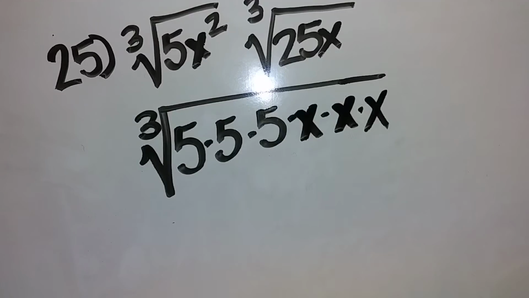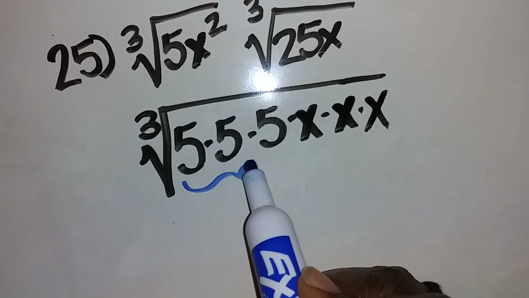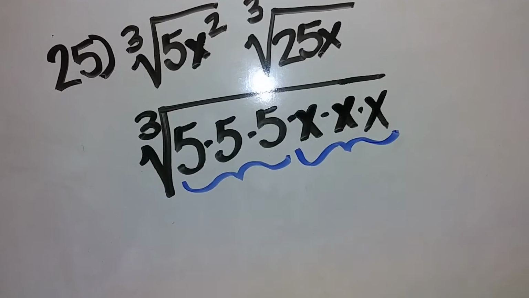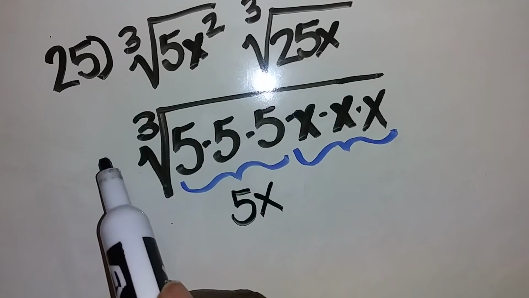Now, I need 3 of the same to bring it out of the radical. I see 1 set of 5s and 1 set of x's. So my answer is 5x.